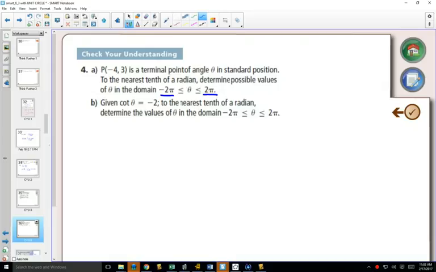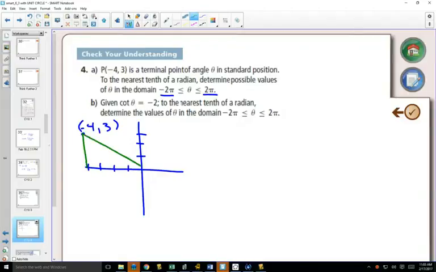-4, 3. Where is that point? Well, that would be going 4 to the left, 3 up. There's -4, 3. You could draw a triangle with that. Again, we have to draw our triangle back to the origin because this would be our angle in standard position. This would be our reference angle.